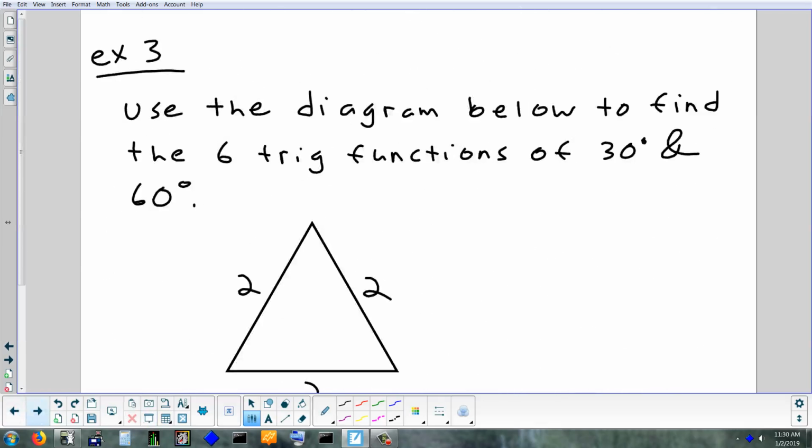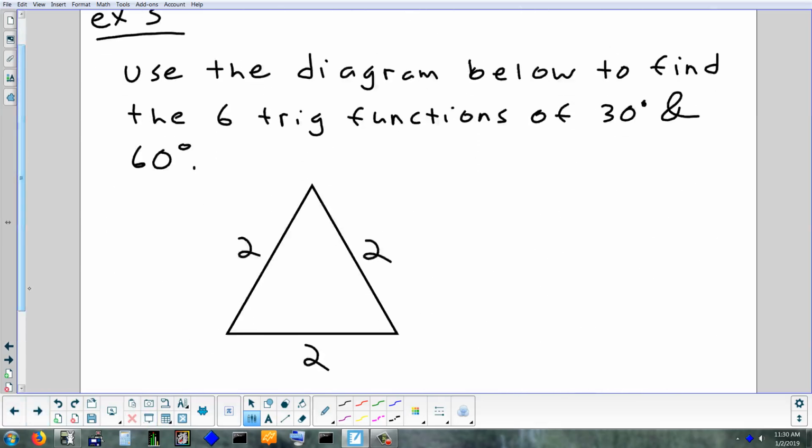All right. So let's look at this one. It says use the diagram below to find the 6 trig functions of 30 and 60 degrees. Well, if they didn't give you any labels, you'd have to be a little clever. When I see a 30 and a 60, I think, all right, 30 is half of 60. So if this was an equilateral triangle, and equilateral means the sides are all the same, make them all the same. You want to call them 3, 3, and 3? That's fine. 1, 1, and 1 probably would be even better, because then it'd be smaller numbers.